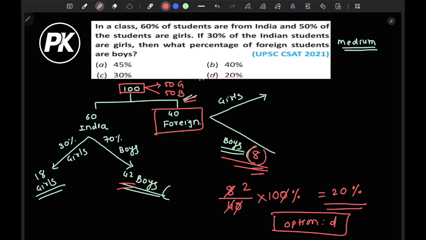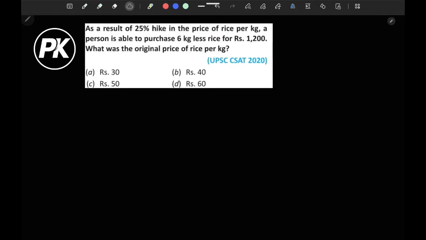So for this problem, understand the difficulty level. They have added some complex statements, and we have to do extra steps compared to what we did earlier. We will also see hard difficulty level in the coming time. Now let's move to the next example. Here also the difficulty level is medium.